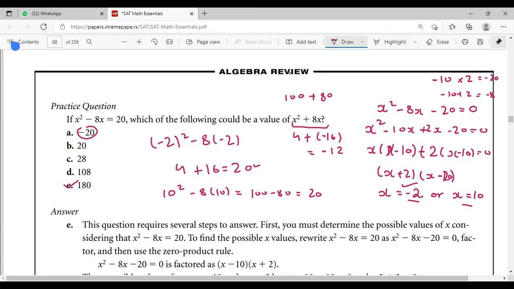Yes, ma'am. We didn't use minus 2 because there's no minus 12 option here, right? Yeah, exactly, exactly. Okay.